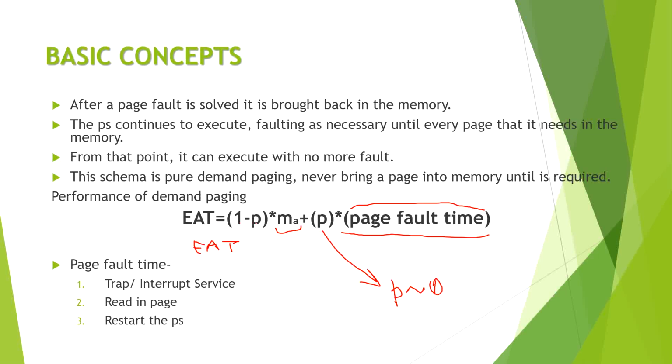So 1 minus probability means that a page hit has occurred, or no page fault occurs. In that case it will execute normally, so the time will be the normal execution time. And when the page fault occurs, the probability is multiplied by the page fault time, which is what it takes to handle the page fault. These 3 things occur behind a page fault: the trap is raised, then the page is read, and then the process is restarted.